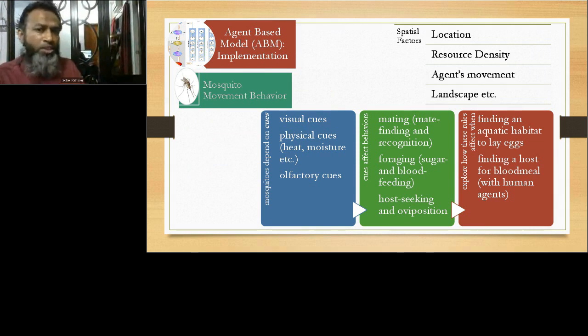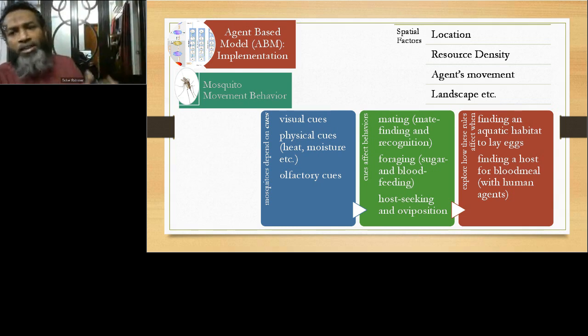And for the spatial factor, we have to consider the spatial location, the resource density. What are the resources? In our case, the resources are the human habitats, that is the homes, because it will go to the home of a human and try to get a blood meal, and also the aquatic habitats as well, and so on. And the agent's movement will depend on these resources. So spatially, these movements must be captured. And for a mosquito, the movement depends on different sorts of cues and so on.